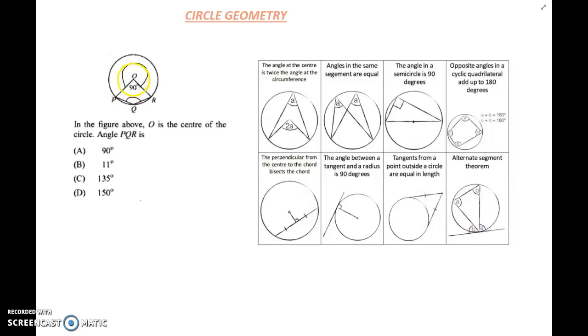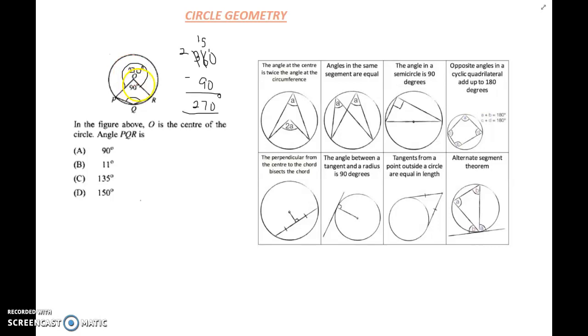The total degrees at a point is 360. So if this is 90, we take 360 away 90, and it's 270. I didn't do all the carrying across, but you take one from here, borrow, take one from here, and you get your 270. Now this is 270.